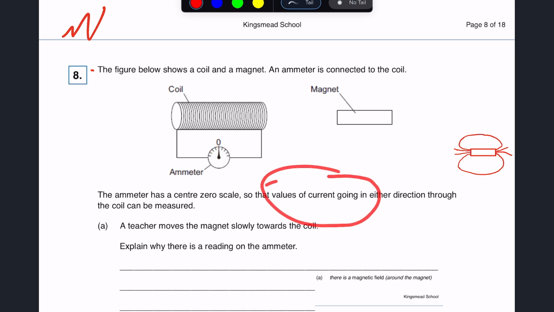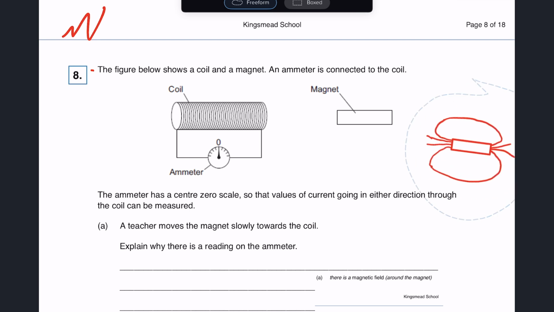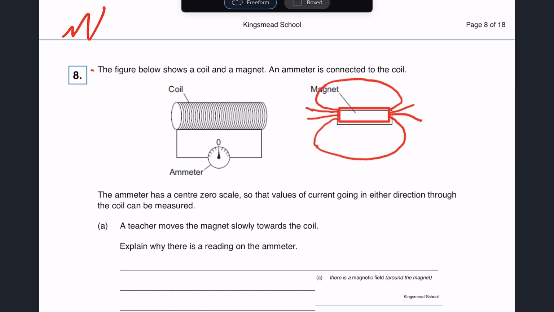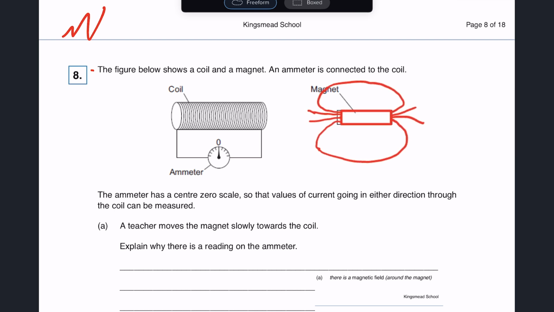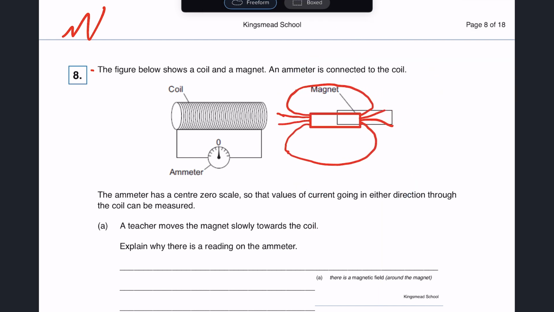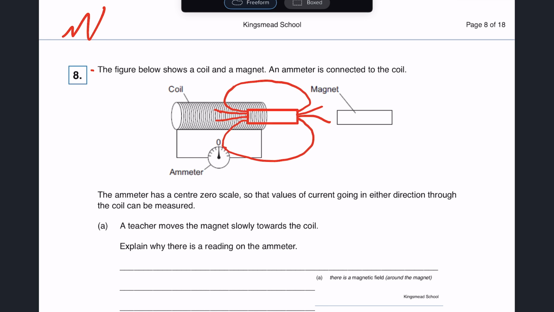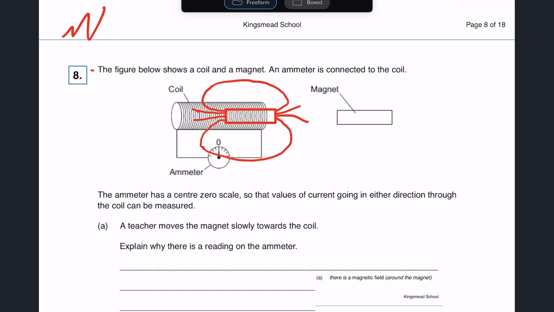The teacher moves the magnet slowly towards the coil. So I'm going to place this magnetic field around that magnet, about the same size. That shows the magnetic field around the magnet. I'm moving it slowly towards the coil, and it goes through the coil like this. So you can see the magnetic flux density of the magnet is starting to link with the coils, or cut them if you like.